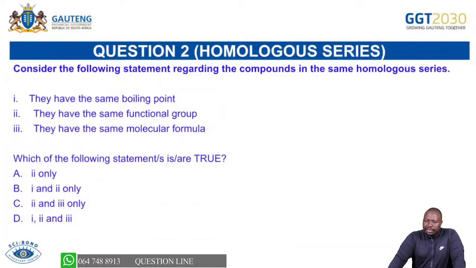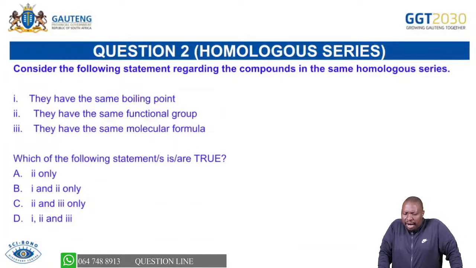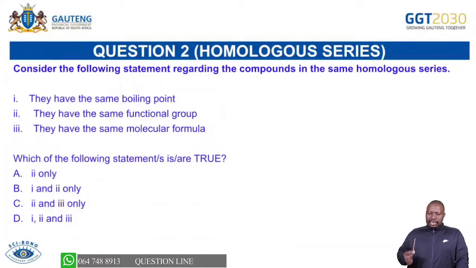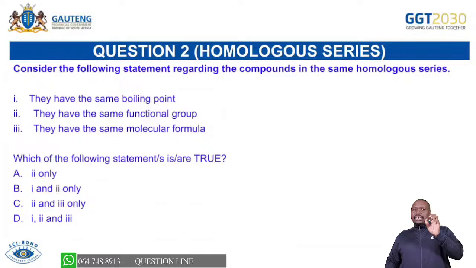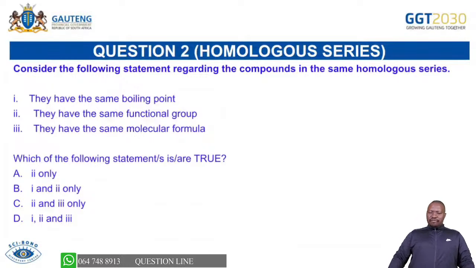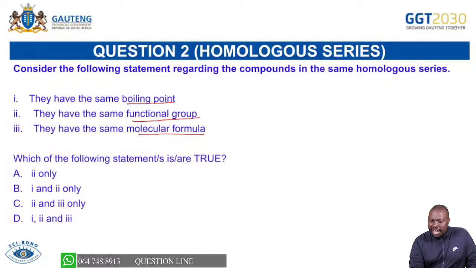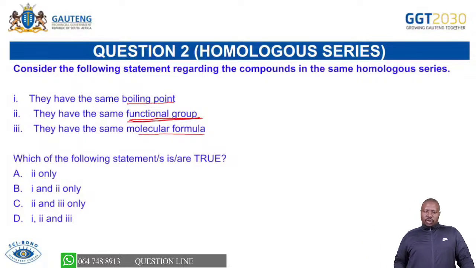Now consider the following statement regarding the compounds in the same homologous series. Remember, by definition, what is a homologous series? We said a homologous series is a series of organic molecules that can be described by the same general formula. So if you have the same general formula, you have the same functional group. Hence, they don't have the same boiling point. They don't have the same molecular formula, but they have the same general formula, which means they have the same functional group. So you are able to see that number 2 is your good answer there.